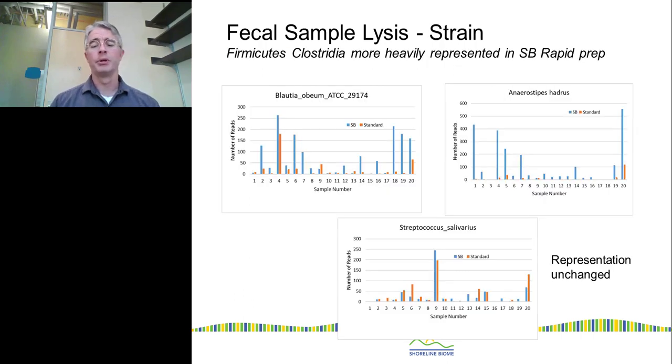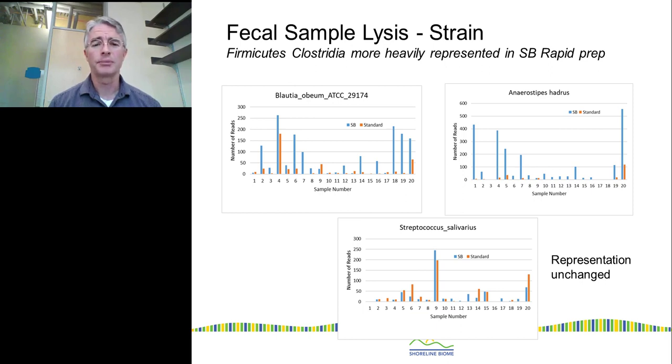So to dig a little bit deeper, you'll think, hey, if there are more of these Firmicutes appearing, do you get more Firmicute species with the improved lysis? And the answer to that is yes, kind of. So you get more of the really difficult ones.